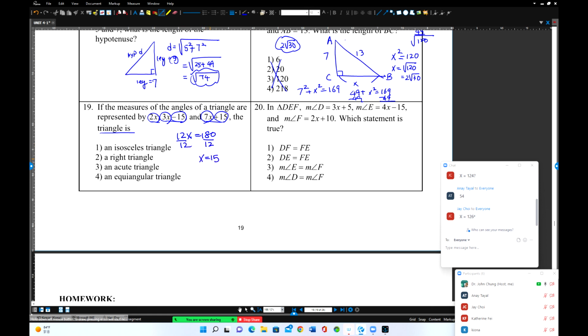Now put this number there. 2x is 30 degrees. 3x minus 15, how much? 3 times 15 is 45, minus 15 is 30 degrees. 7x is 105, plus 15 is 120 degrees. We have 120 and 30 and 30. What is this triangle? Isosceles triangle, okay? Two base angles are equal. That is isosceles.